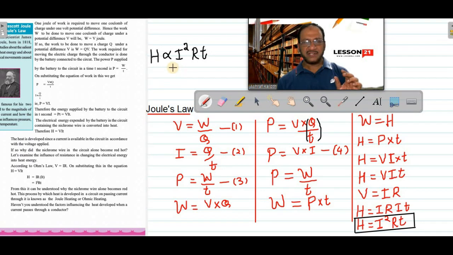Okay. Now what I am going to do is make a small change in this equation, just to motivate you during this time, to energize you. I will make a small change in this equation with my own idea. Instead of this H, I am putting a symbol M. So M is proportional to I square RT. This is the modification of Joule's law according to my idea.